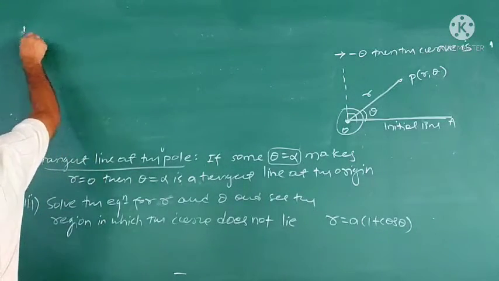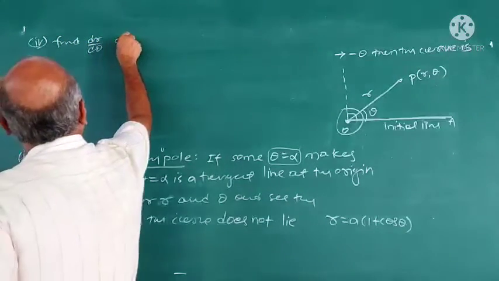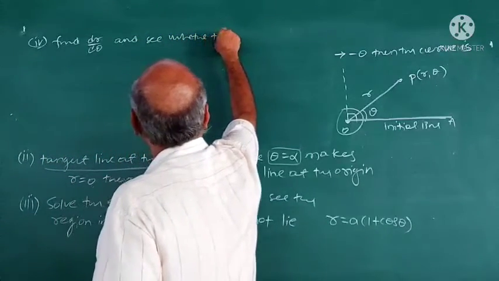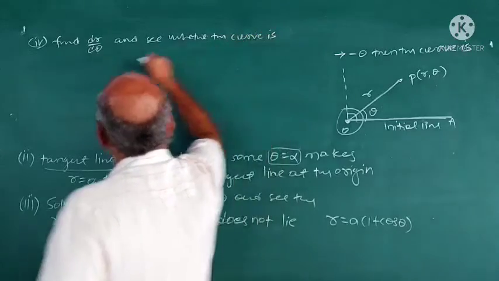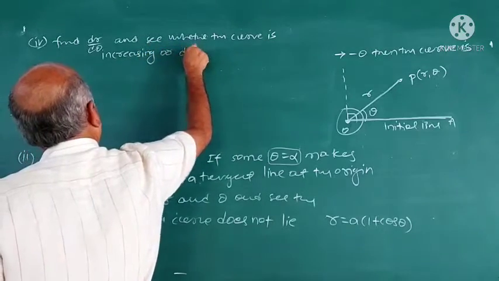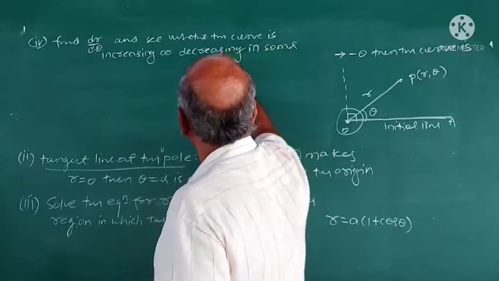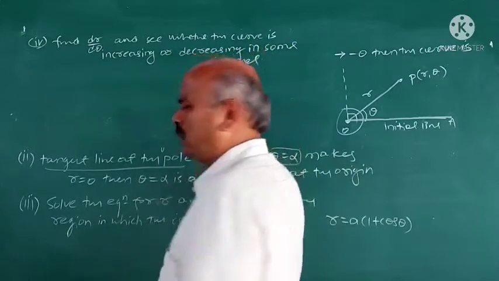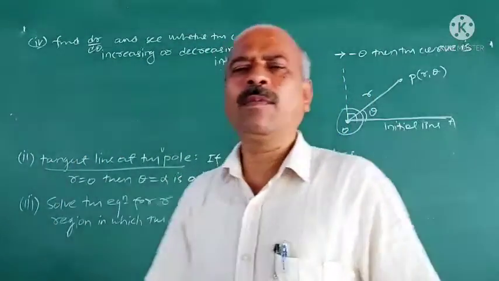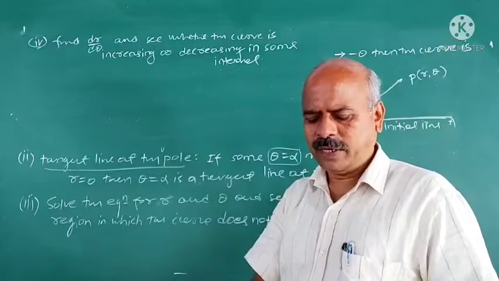The fourth point is to find dr by d theta and see whether the curve is increasing or decreasing in some interval. How do you do that? Suppose dr by d theta is greater than 0, then the curve is increasing. If dr by d theta is less than 0, then the curve is decreasing in that region. That you can find out.